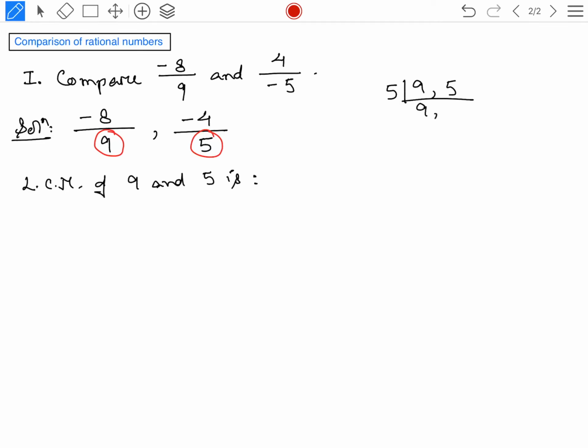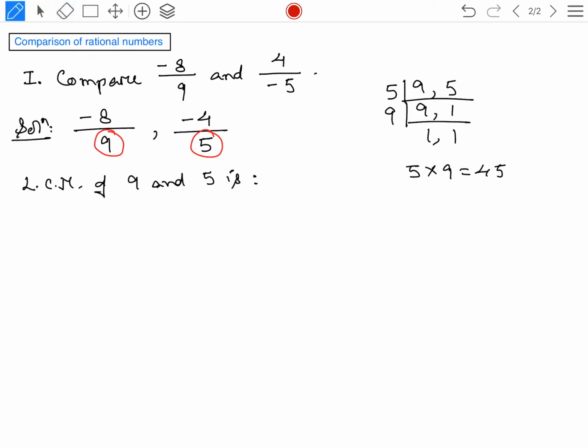You can divide by 5, it will be 9, 1, then divide by 9, 1, 1. So multiply 5 into 9, so LCM will be equal to 45. Yes or no?